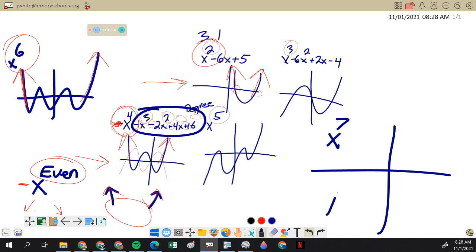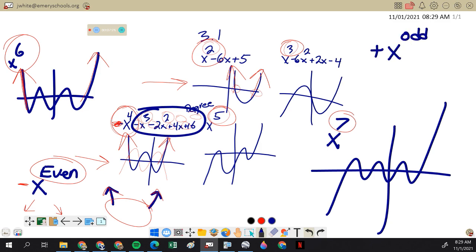Right, we're going to start from the bottom, and we hit 1, 2, 3, 4, 5, 6, 7. So notice, if this is odd, then you have one side going down and one side going up. What if instead of a positive, it was a negative? That's going to be the other way, and we start doing this disco move, and I'm not a dancer, so I'm not going to do it. Does that make sense? So if we have positive x to an odd, then the ends will look like this.